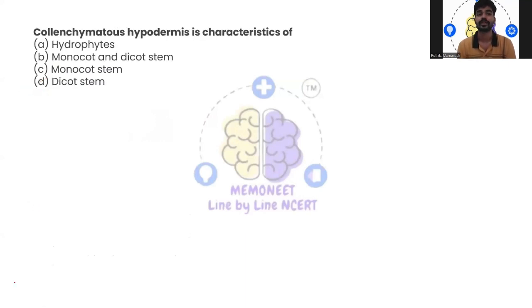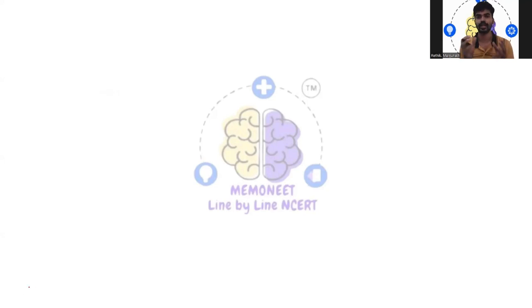Moving to the next question. Collenchymatous hypodermis is a characteristic of. Right now only I have also discussed this specific topic, right? So what is it? Collenchymatous hypodermis is a characteristic of dicot stem, right? Because in dicot stem only you'll see this collenchymatous hypodermis. So this was all about the dicot and monocot stem transverse section and its structure and its specific function.